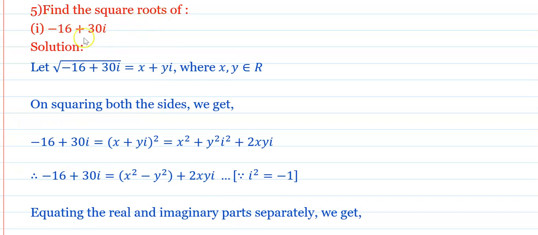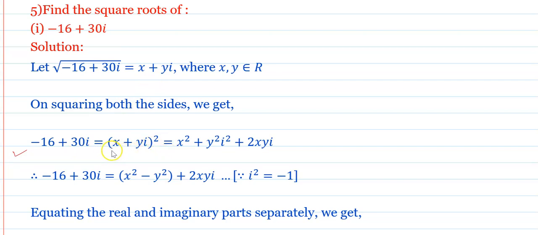Find the square root of -16 + 30i. We have seen this type of question earlier in the exercise. Let the square root of -16 + 30i be equal to x plus yi, where x, y belong to the set of real numbers. On squaring both sides, the square root sign and the square get cancelled, and hence you will get -16 + 30i is equal to (x plus yi) whole square.